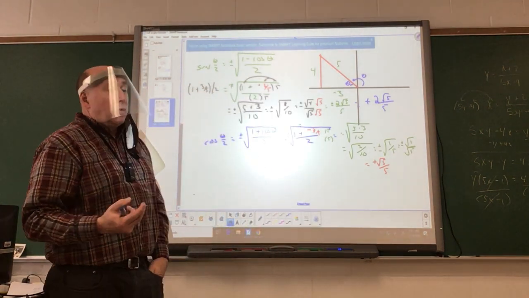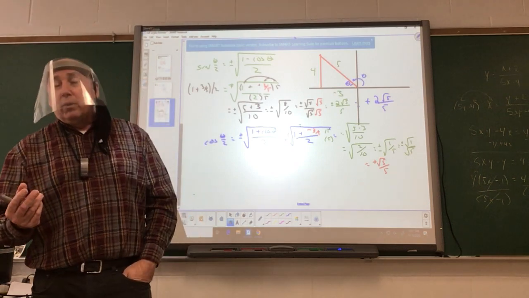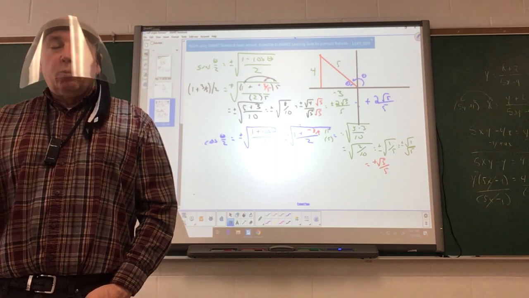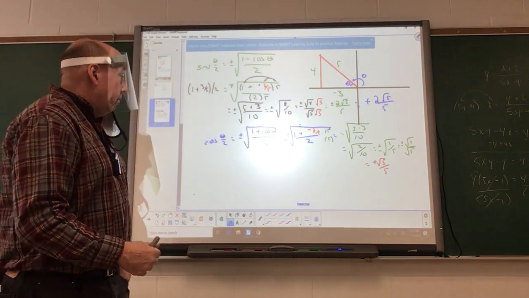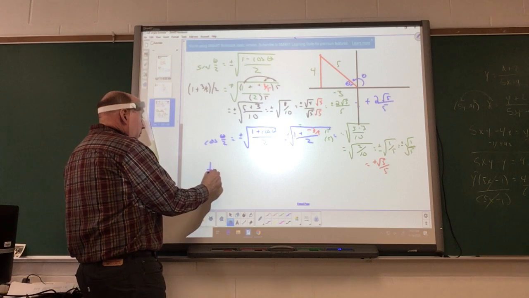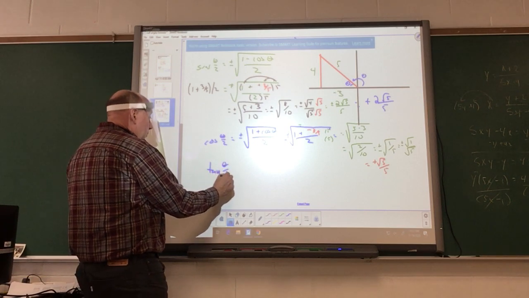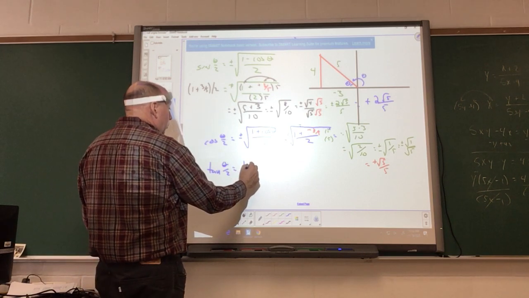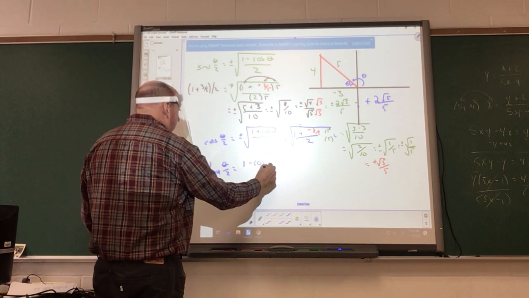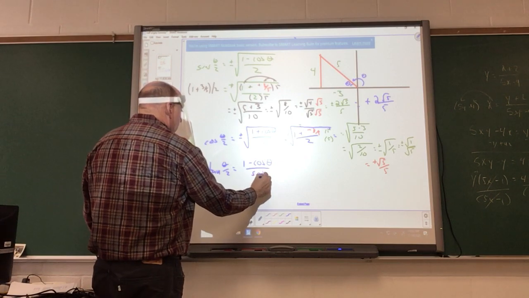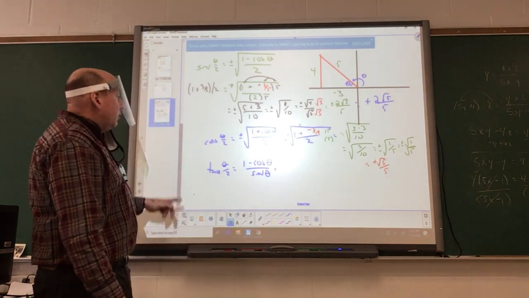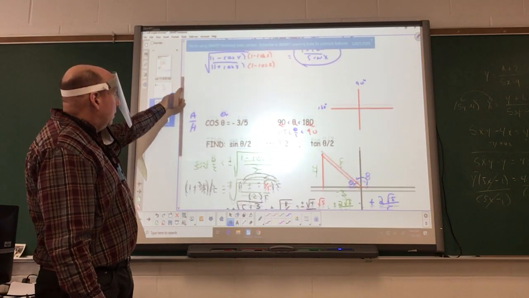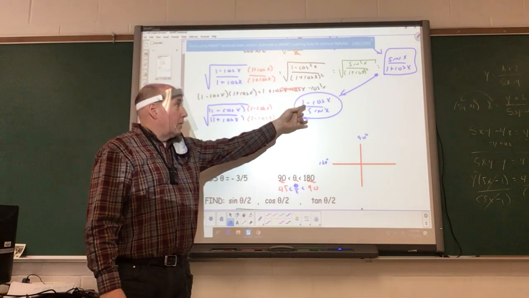if you use the one without the radical, you don't have to worry about choosing plus or minus. The one I typically use is 1 minus cosine theta over the sine of theta. The 1 minus cosine over sine.